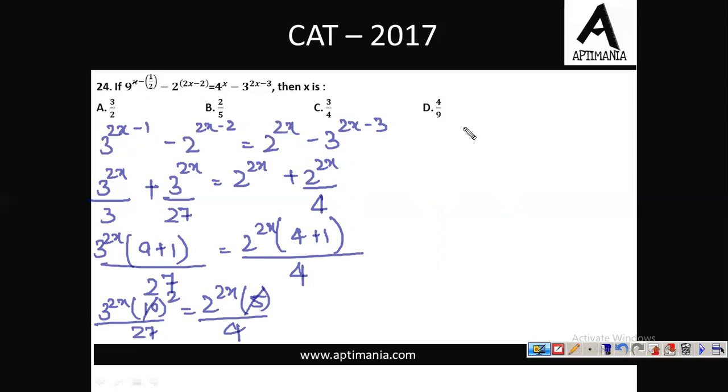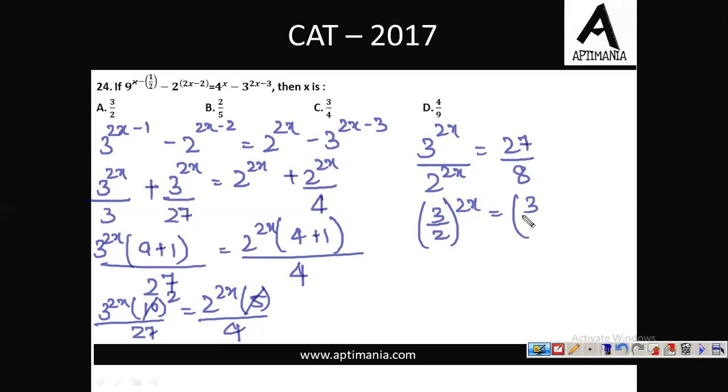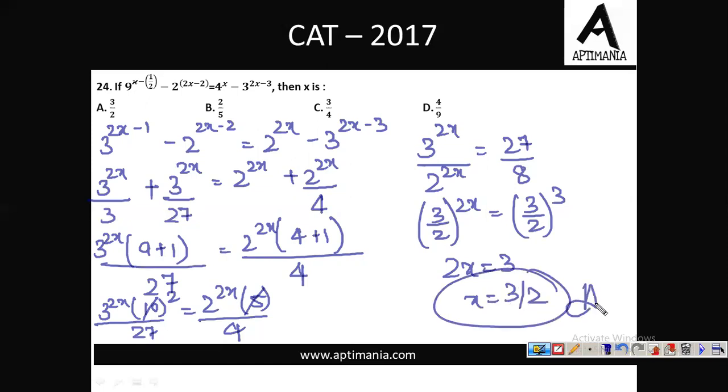On cross multiplying, we'll have 3 raised to the power 2x upon 2 raised to the power 2x equal to 27 upon 8. This will be 3 by 2 whole power 2x equal to 3 by 2 whole power 3. So on comparing, we'll have 2x equal to 3 or x equal to 3 by 2. So the correct value of x is 3 by 2. So for question number 24, the correct answer is option A, 3 by 2.